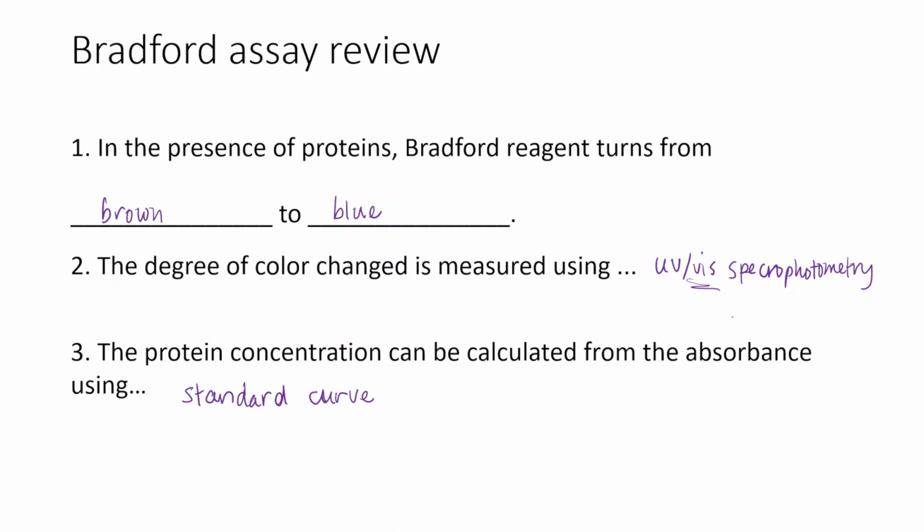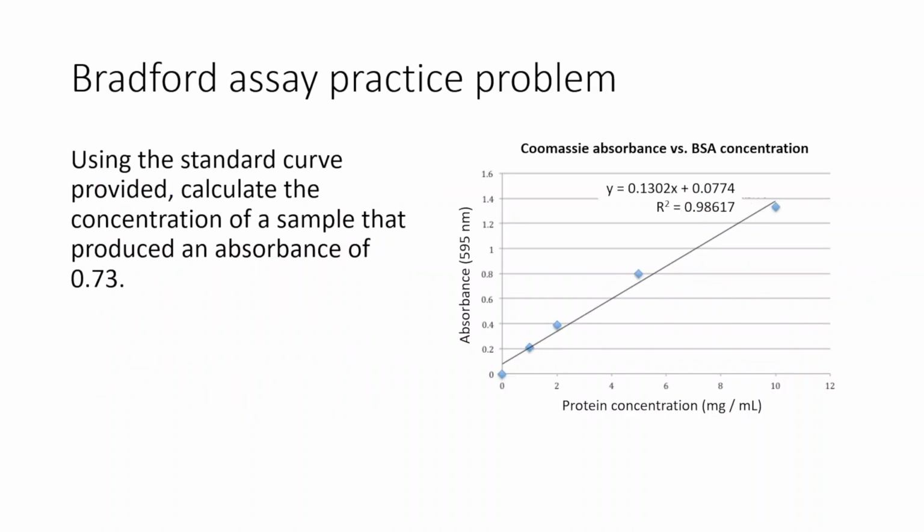All right, let's do a practice problem. On the right, we have a standard curve. Those 5 different plotted points represent different known protein concentrations that we then used the Bradford reagent on and measured the blue color. Using this standard curve, which has this equation for a line, calculate the concentration of an unknown sample that had an absorbance of 0.73. I'll give everybody a few minutes to think about that one.